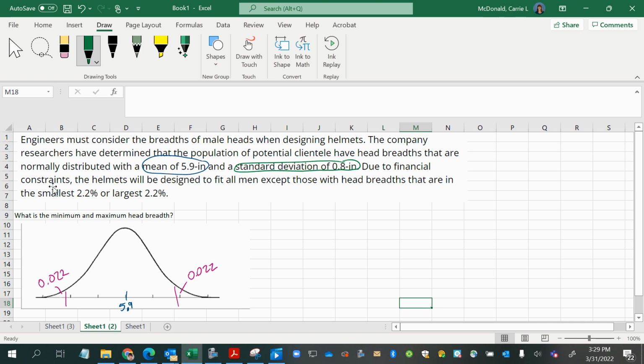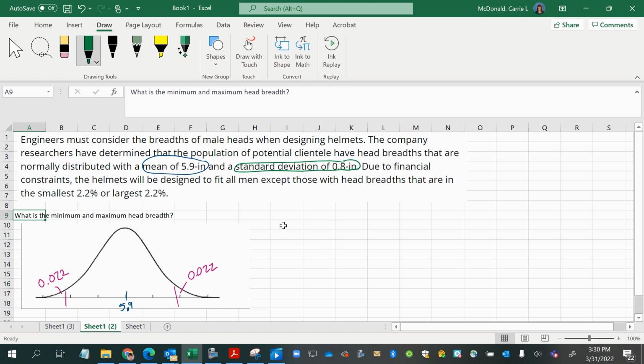Due to financial constraints, the helmets will be designed to fit all men except those with head breadths that are in the smallest 2.2% or largest 2.2%. So what is the minimum and maximum head breadth or helmet breadth based on these constraints?